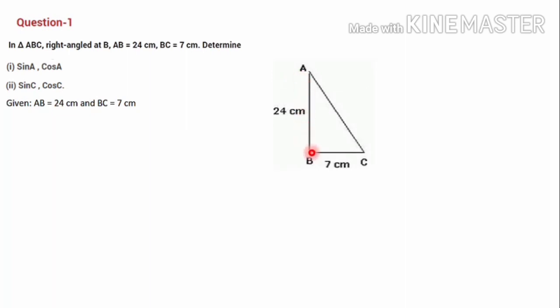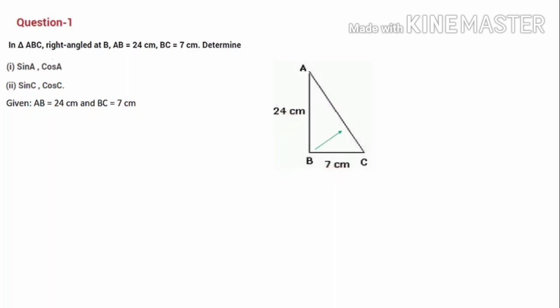So if you take right triangle ABC, given AB is 24 centimeter, that is marked here, and BC is 7 centimeter, that is also mentioned. We have one side which is left over, that is AC. So the length of AC we have to calculate by using the Pythagoras theorem. Pythagoras theorem says that AC square is equal to AB square plus BC square, means hypotenuse square is equal to the sum of the squares of the other two sides.